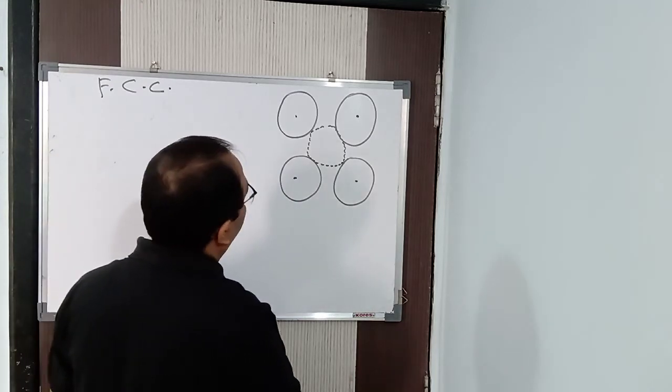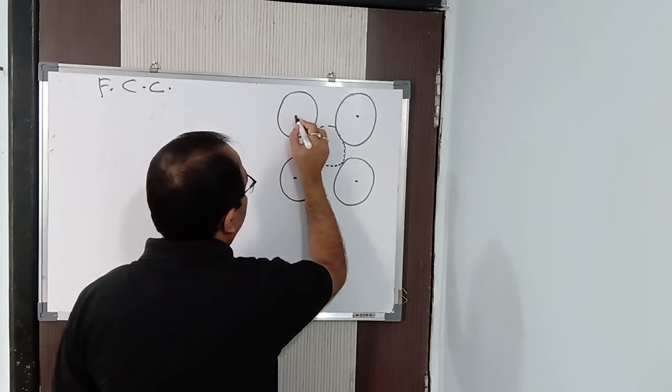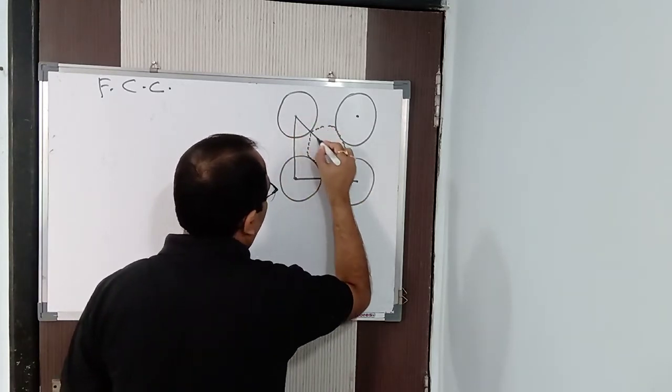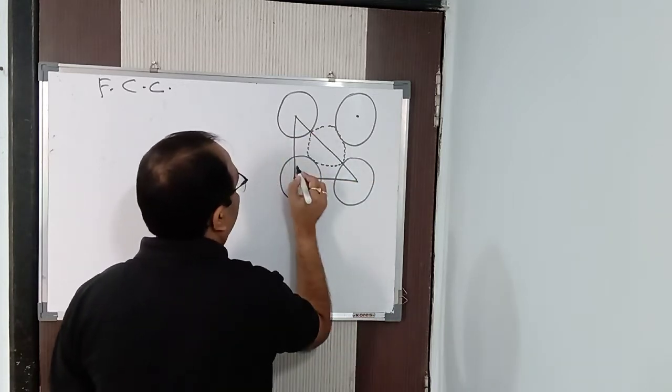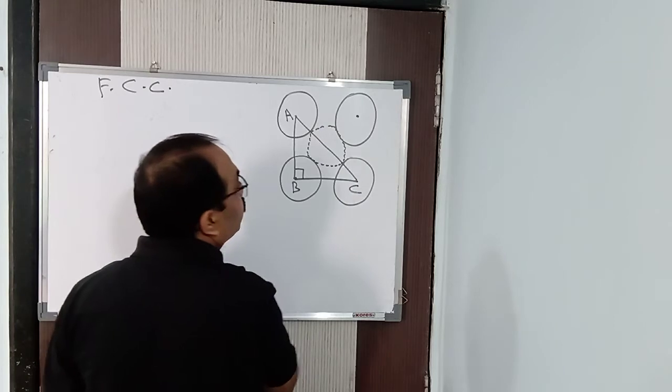So I have to find here, same thing, packing efficiency. So what will I do? I will just join these particular centers. I will join this diagonal. Let me name this as a triangle ABC.